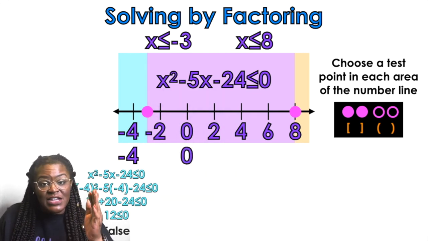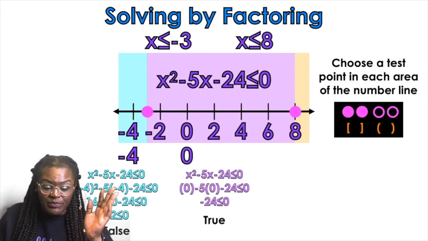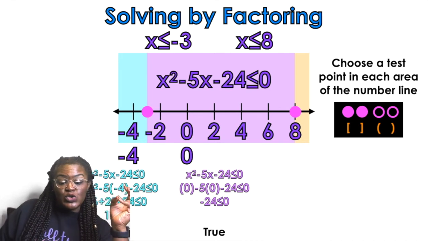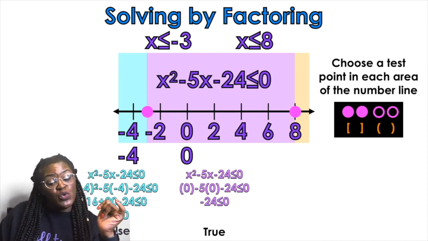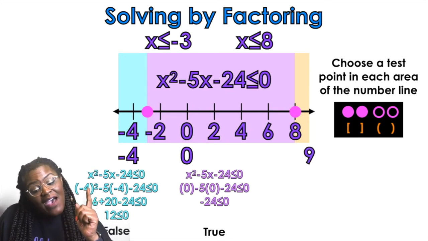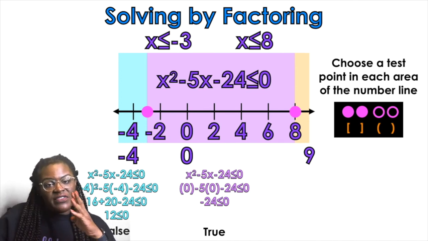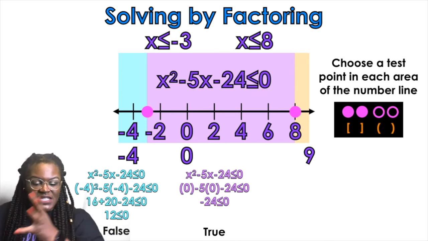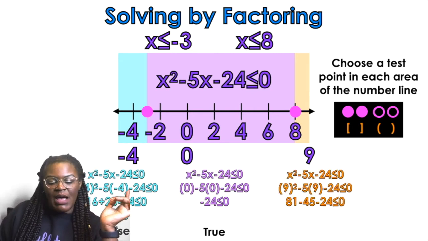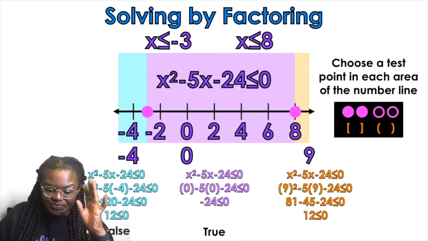I'm gonna plug in 0 for the purple area. Again, if 0 is in your area, choose 0. And when I simplify, I got negative 24 is less than or equal to 0. That is true. So my purple area is going to work out for me. And then I also have my 9. So 9 is off the number line, but I used it because 9 is in the orange area. So I plug it in and I get 12 is less than or equal to 0.